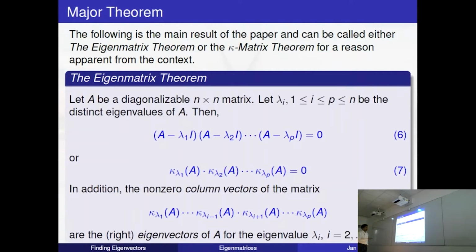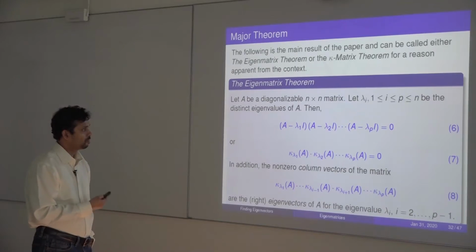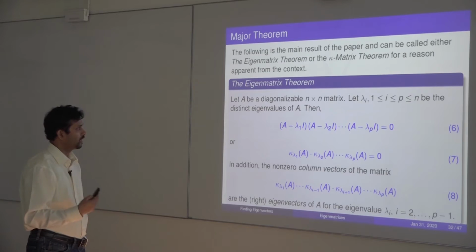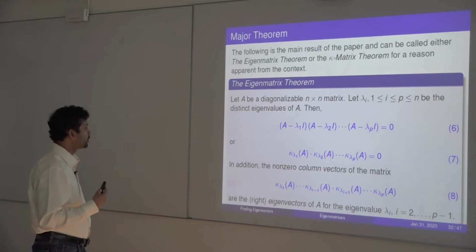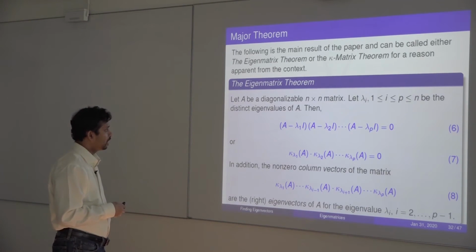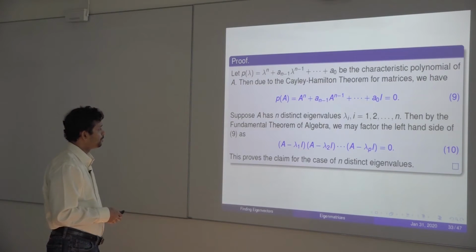But for a general matrix, what's going to happen? If you consider all the eigenvalues, then this is always true. But the problem is the columns may or may not be 0, because you might get some non-zero columns for certain matrices. So then it doesn't produce eigenvectors as we are expecting. Okay, so that's about that.